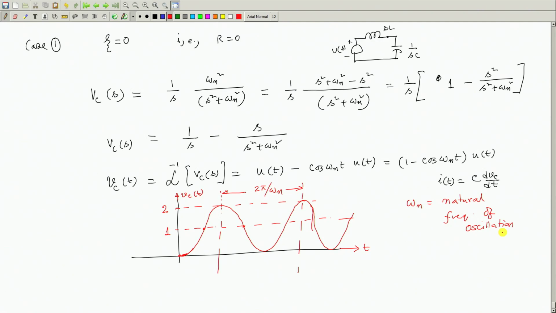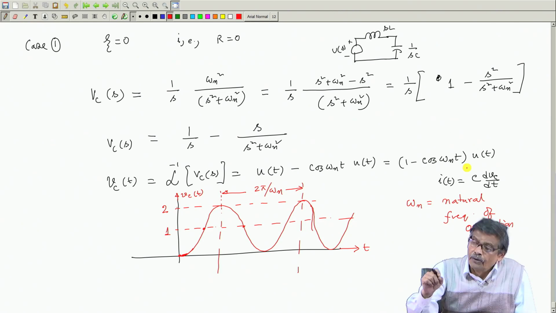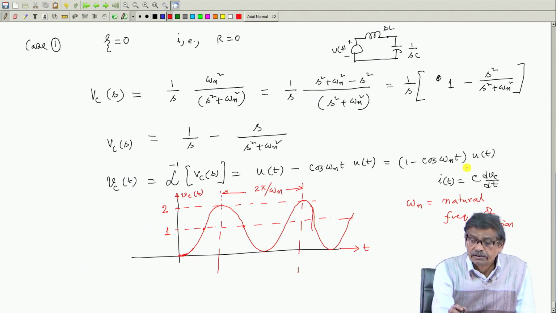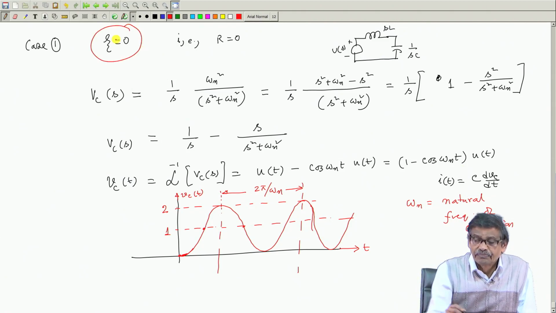And for obvious reasons, there is no exponentially decaying term multiplied with cosine omega t, so this will be sustained oscillations. Energy transfer will take place between capacitor and inductor as well as with the supply. So, when you switch on a DC voltage across a series LC combination without any initial current, it will be like this. So, this is case 1, that is damping is 0.